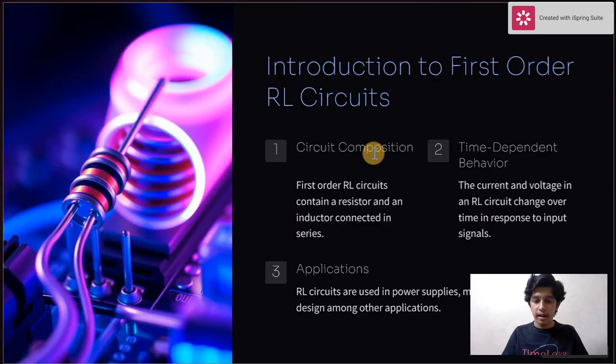Introduction to first order RL circuits. Circuit composition. A first order RL circuit consists of a resistor and an inductor connected in series. Time dependent behavior. The current and voltage in a series RL circuit depend on time exponentially, and there are separate formulas based on the charging and discharging of the circuit. Applications. RL circuits have some day-to-day life applications, such as power supplies, motor control and filter design, etc.